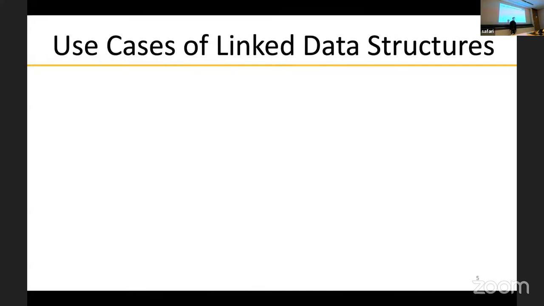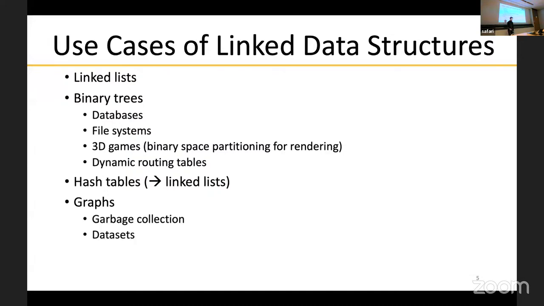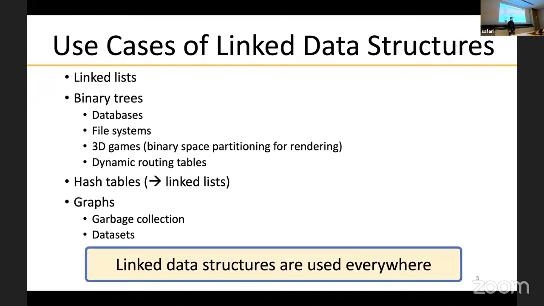Linked data structures are used everywhere in modern programs. Well, linked lists, binary trees. You can find binary trees in databases, in file systems, in 3D game engines where you have to partition the space, and dynamic routing tables. But there are also other kinds of linked data structures like the hash table, which internally again uses linked lists if there's a collision in one bucket. And then there are general graphs which depend heavily on pointer chasing, for example, garbage collection. There are also data sets from various different fields that contain a lot of pointer chasing or a lot of graphs, for example, data from social media. So linked data structures are used everywhere.